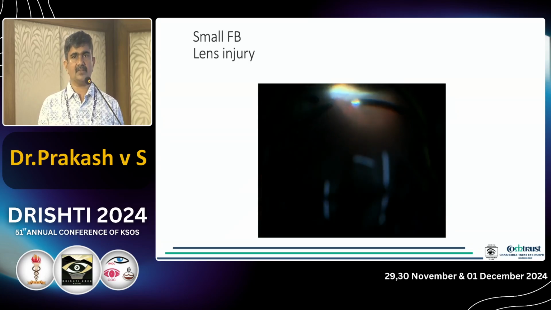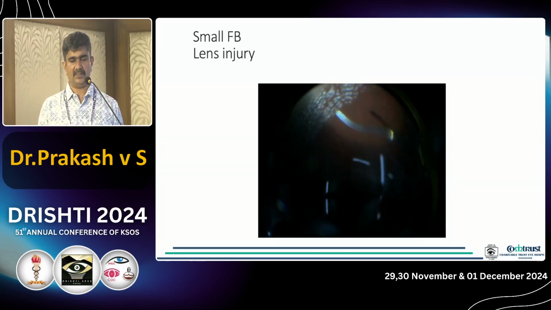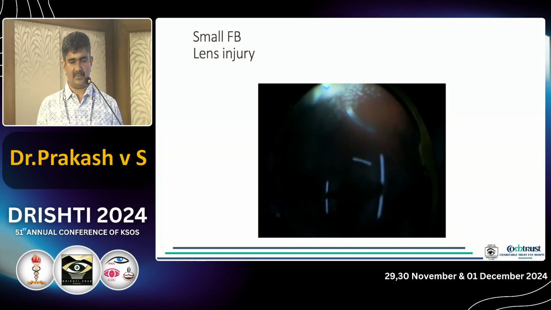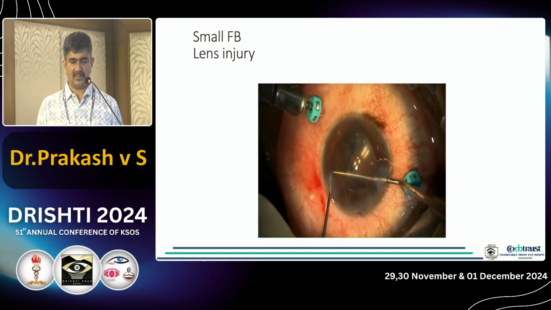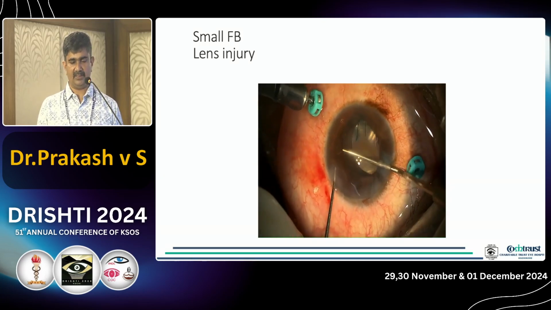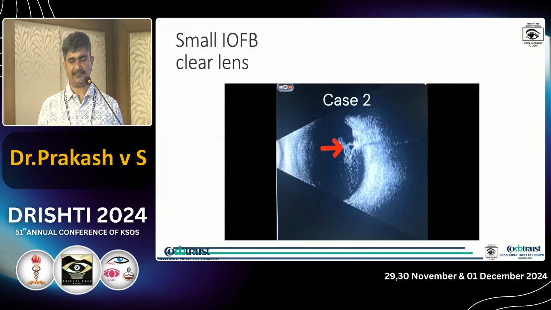Then the surgery does not end there. You have to clear the vitreous peripheral base, because there is going to be a PVR later, and the endolaser is done to the site of impact, and then a 3-piece IOL is placed.